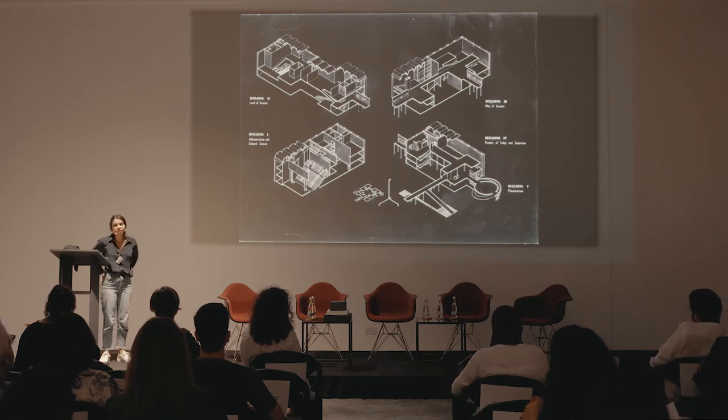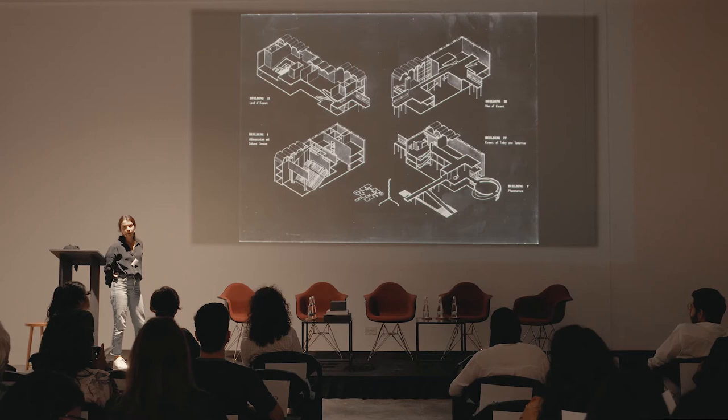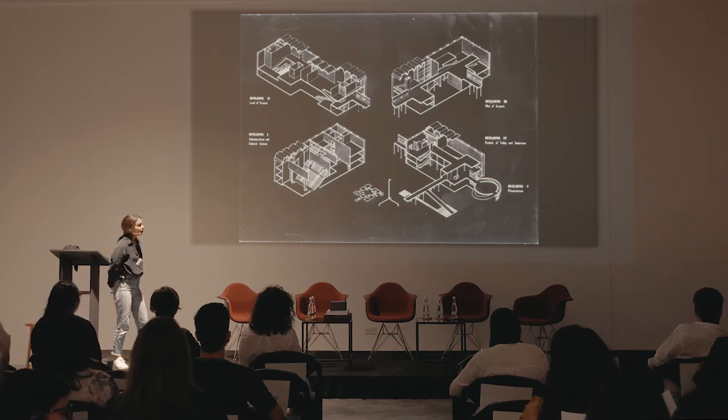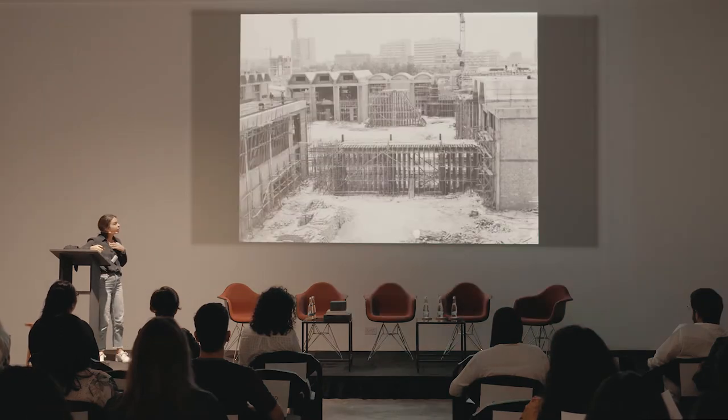So the second iteration of the Kuwait National Museum was designed by a French architect named Michel Ecochard, who won the competition through an open call in 1960. And the museum was under construction for many years, from 1960 until 1986.